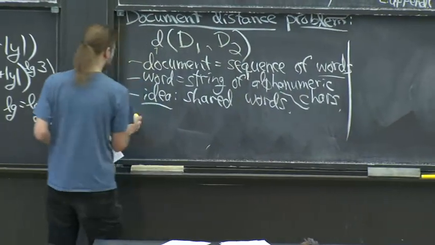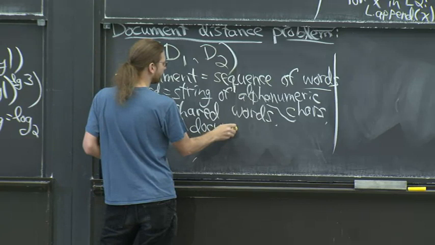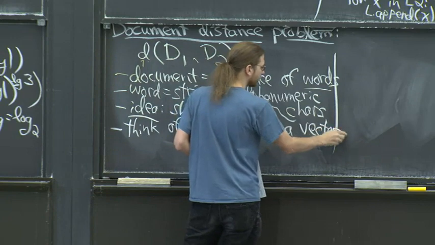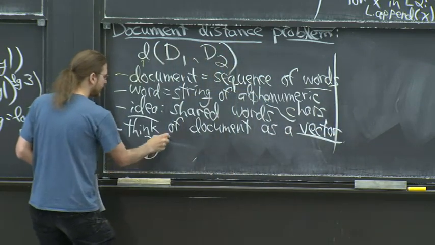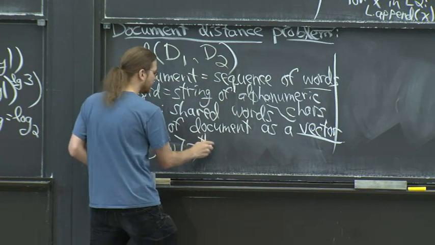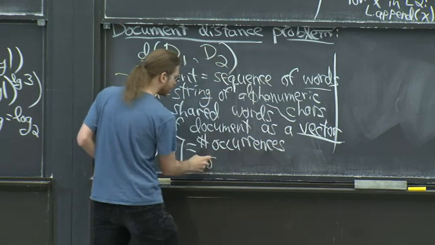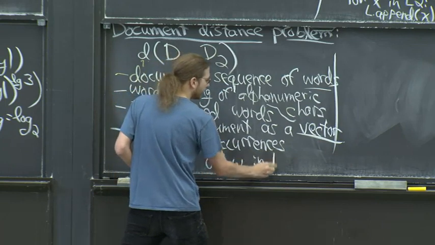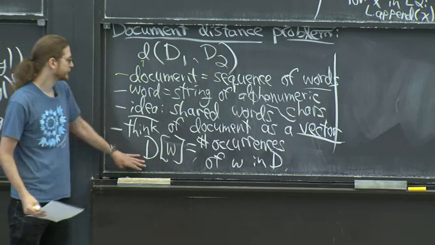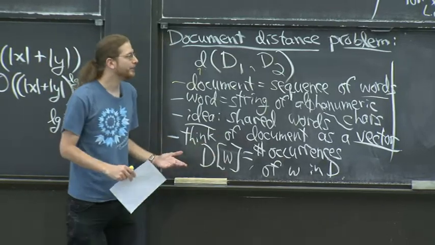So I'm going to think of a document as a sequence of words, but I can also think of it as a vector. If I have a document D and a word W, then D of W is going to be the number of occurrences of W in the document D. So it's a number, a non-negative integer. Could be 0, could be 1, could be a million. I think of this as a giant vector.